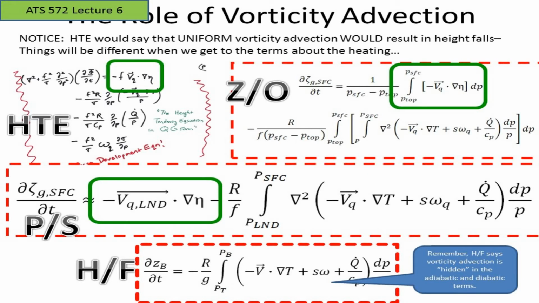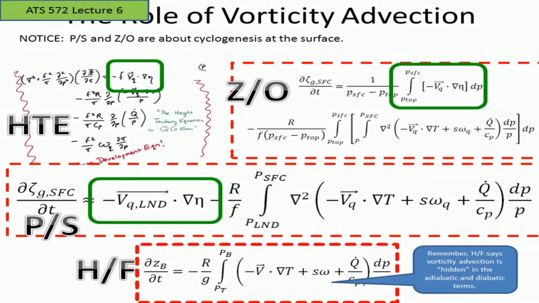The height tendency equation says that uniform vorticity advection would result in height falls, and there's different ways. Well, let's not worry about that for just a second here. Where am I at here? Sorry, I got off on a slide here. There we go. All right, so I am on slide 87.